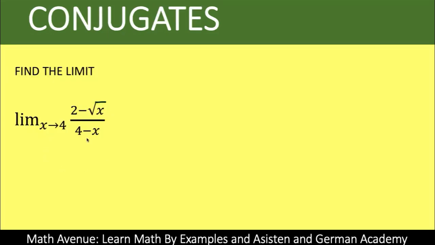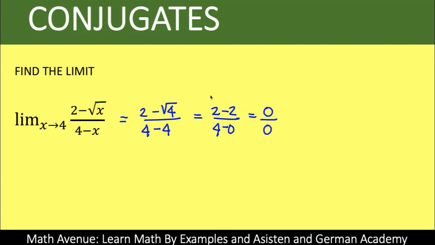Now let's have another situation. Find the limit as x approaches 4 of (2 minus the square root of x) over (4 minus x). Again, if you're going to use direct substitution, you'll have (2 minus the square root of 4) over (4 minus 4). And that gives us (2 minus 2) over (4 minus 4), which is also 0. So you have the indeterminate form 0 over 0. So direct substitution will not work here.